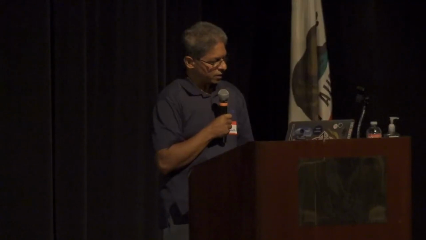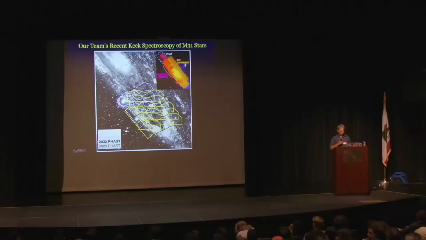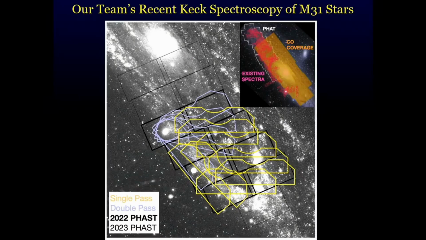When I was out in Hawaii last month, we were taking spectra of stars through those light purple metal plates that capture the light of specific stars in Andromeda. There's Andromeda in the background. Its center is in the upper left there.